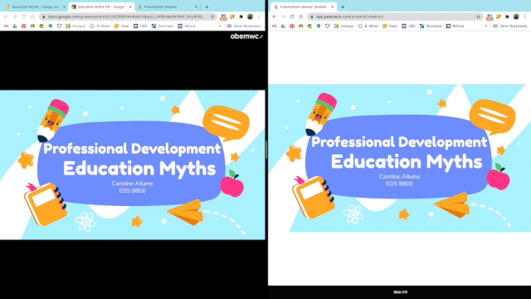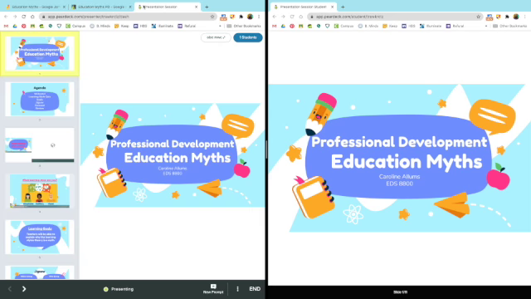On the right-hand side, I have what the participant view would look like, and on the left-hand side, I have what the teacher view would look like. So I'm going to flip over to the teacher view and start explaining my professional development.